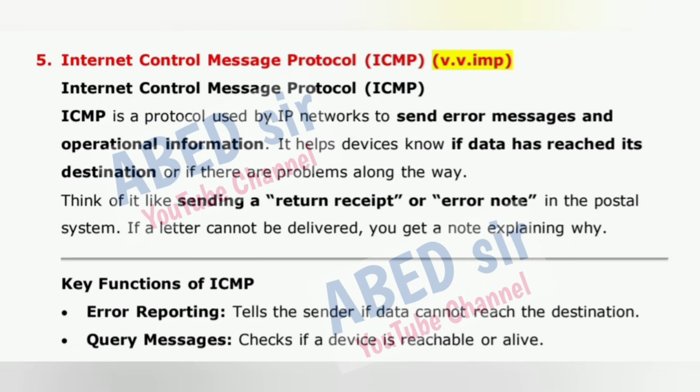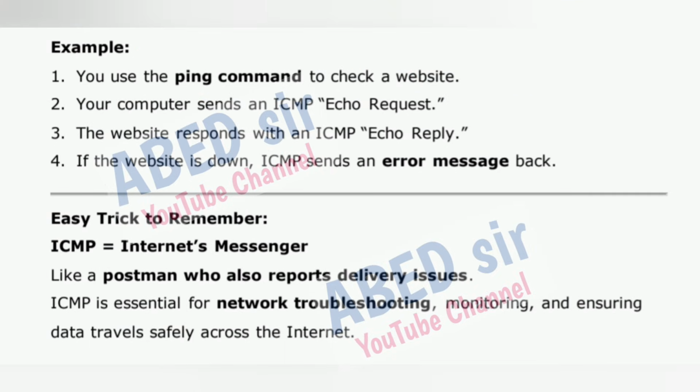Key functions of ICMP. Error reporting tells the sender if data cannot reach the destination. Query messages check if a device is reachable or alive. Example: 1. You use the ping command to check a website. 2. Your computer sends an ICMP echo request. 3. The website responds with an ICMP echo reply. 4. If the website is down, ICMP sends an error message back.